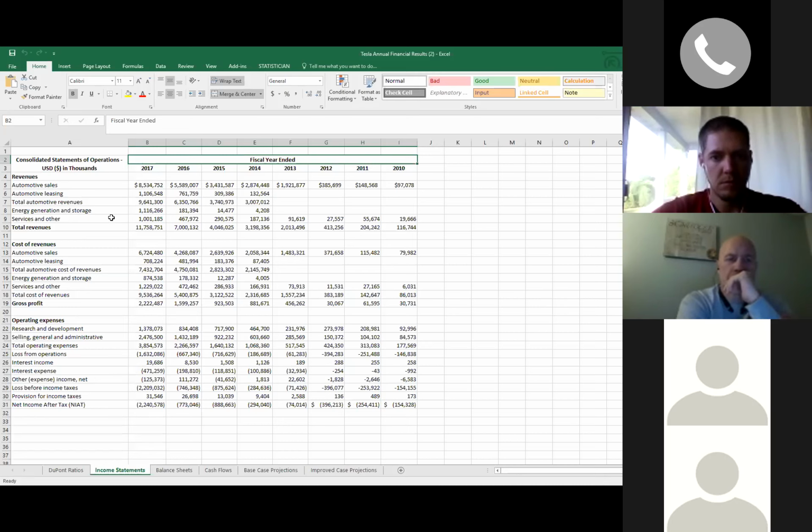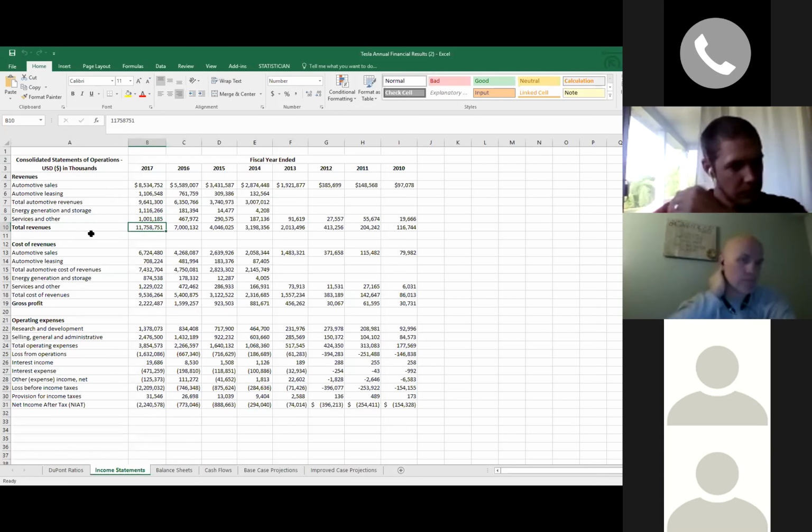Yeah. So pretty much, I was just wondering, when we think in terms of sales, it's actually the combination of the sales that they show plus the leasing. That's correct. And if you look at total revenues, it includes not just the sales and the leasing, but also the energy generation. This is the Solar City side of the business, and miscellaneous services that they're providing to their automobile customers and their Solar City customers. Okay. So a total of $11,758,751,000 according to the accountants.